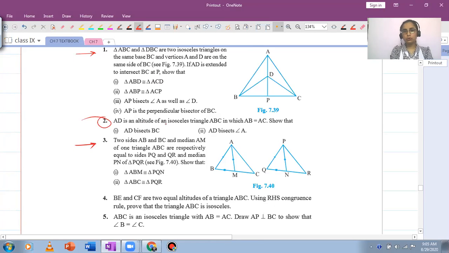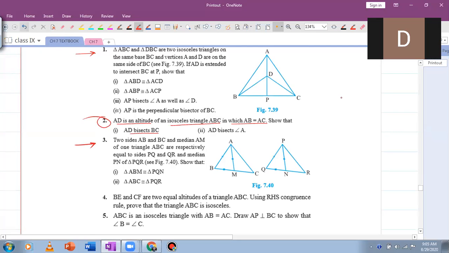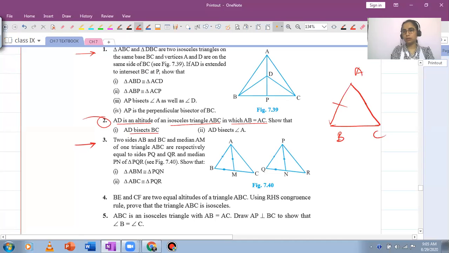So question number 2 is about an isosceles triangle ABC in which two sides are equal, AB and AC, and there is an altitude AD. You have to prove that AD bisects base BC, and AD also bisects angle A. So if I just roughly draw a triangle here, so I've got triangle ABC. Let's mark the equal sides, and I want to draw a perpendicular for this triangle.